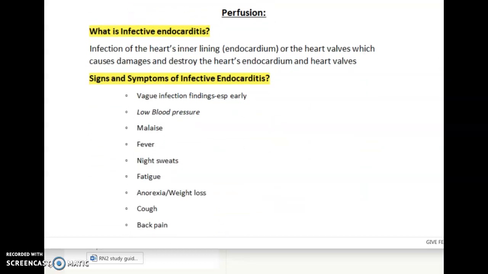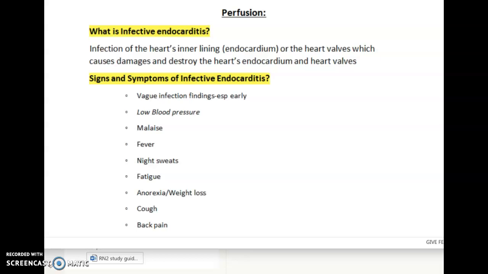Alright. Next part of the chapter will be on perfusion. With perfusion, infective endocarditis, which is an infection of the heart's inner lining, also known as the endocardium, or the heart's valves, which causes damage and destroys the heart's endocardium and heart valves.